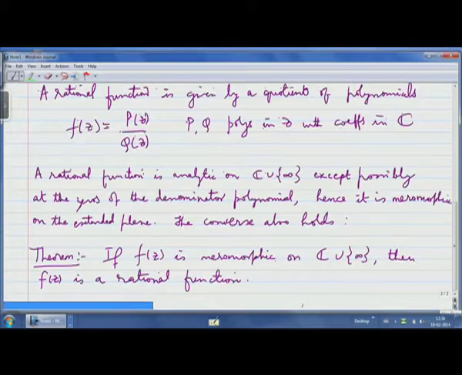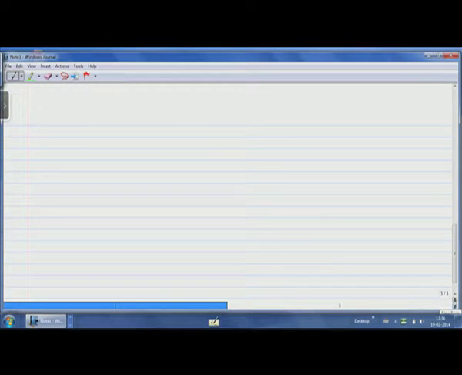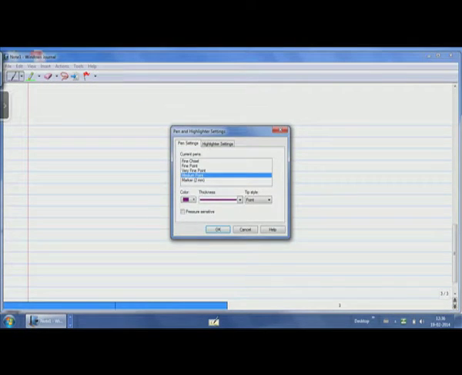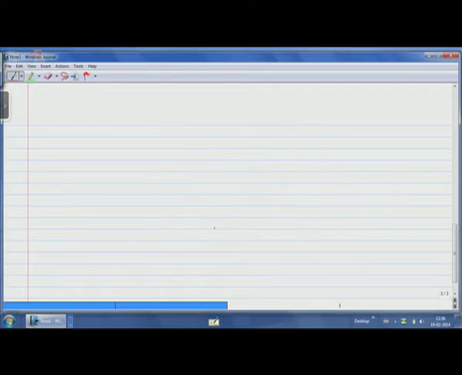So let's try to prove that theorem. Let me use another color. So, proof. So you see, I am given a function f.